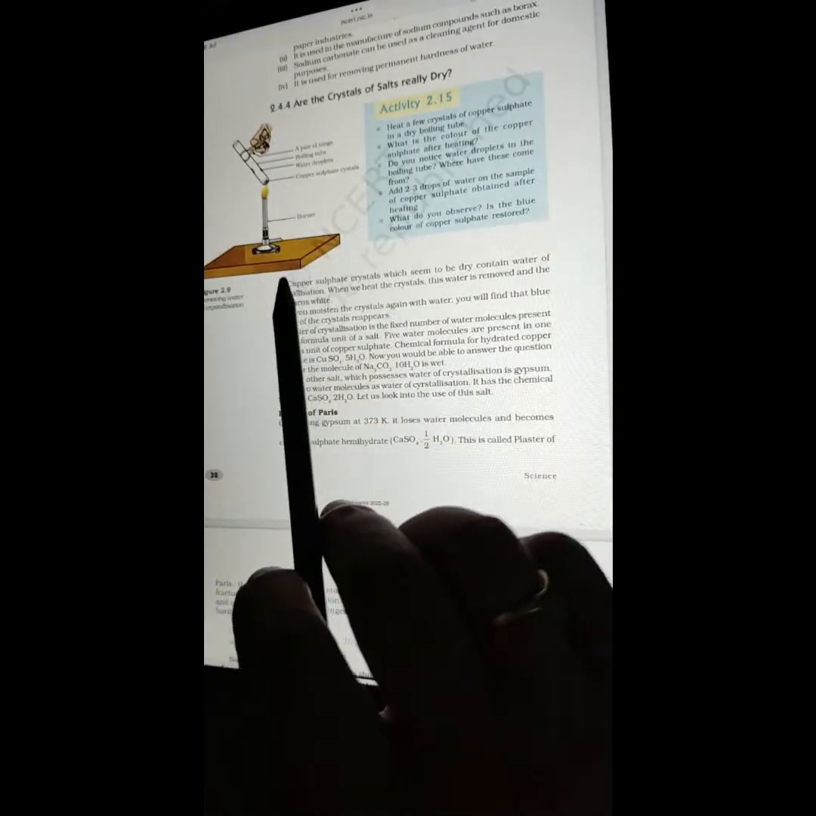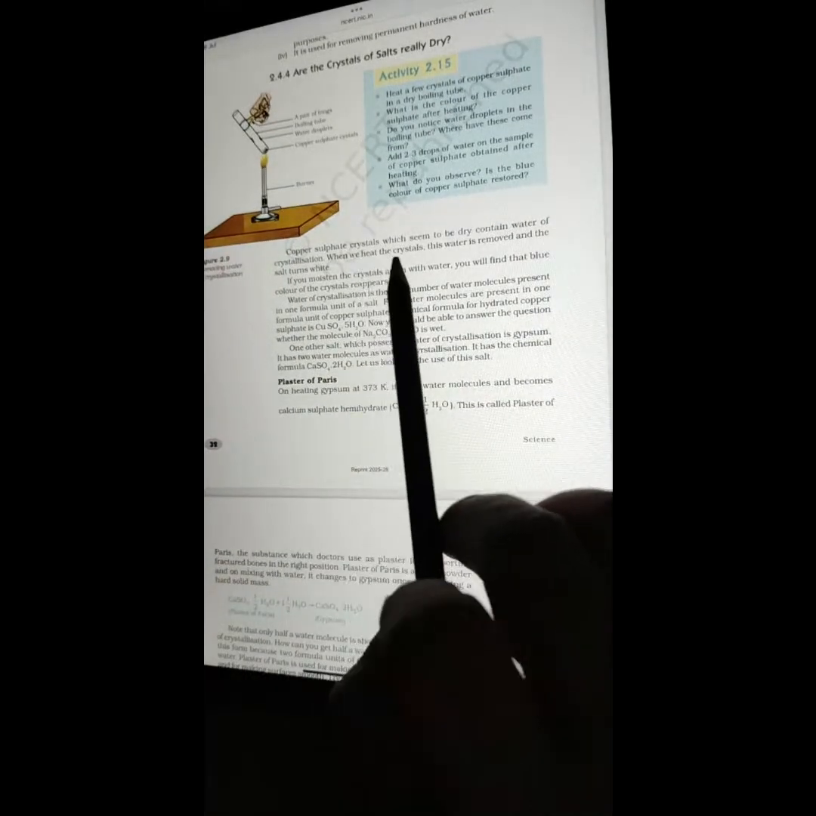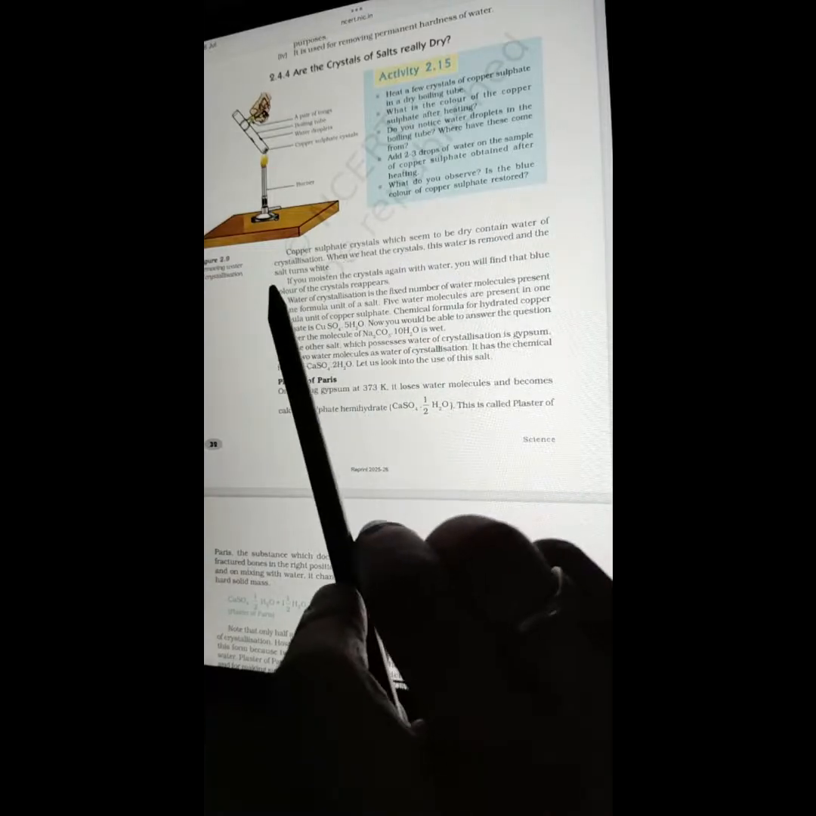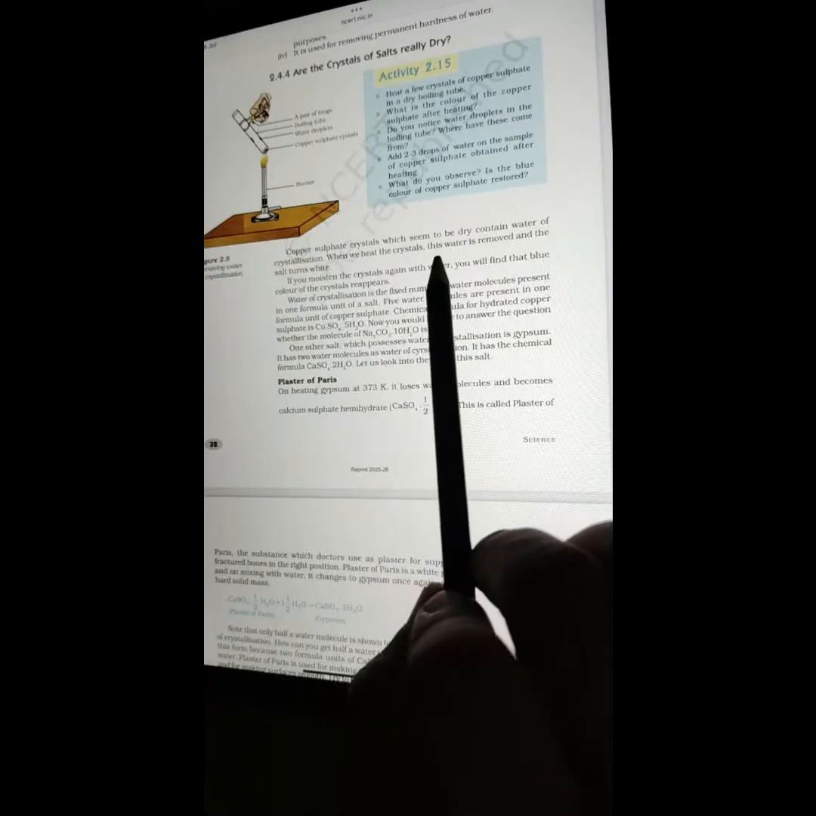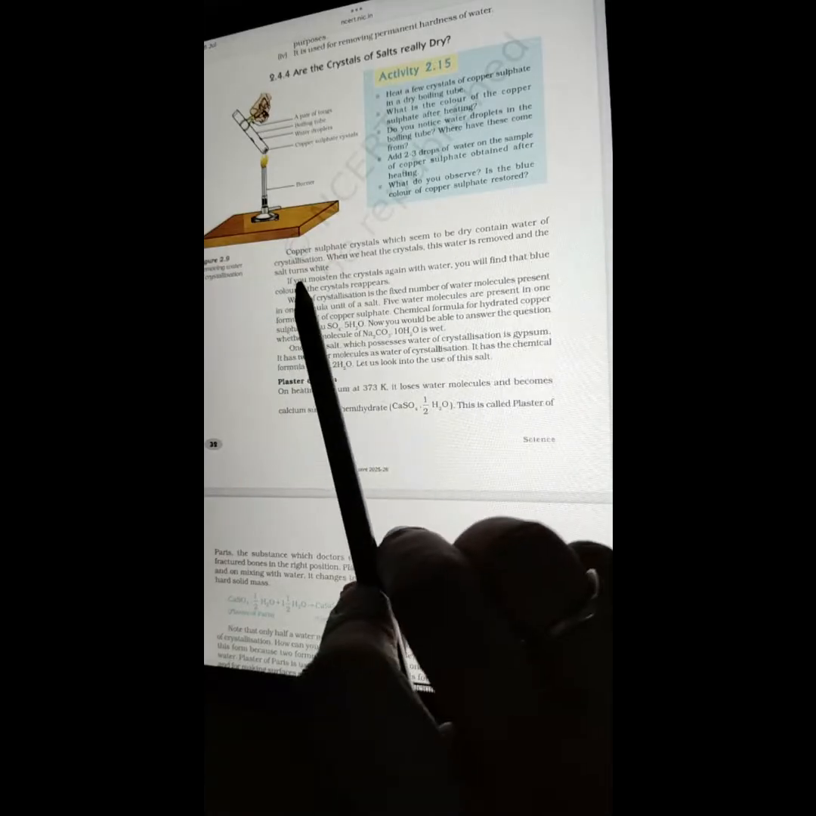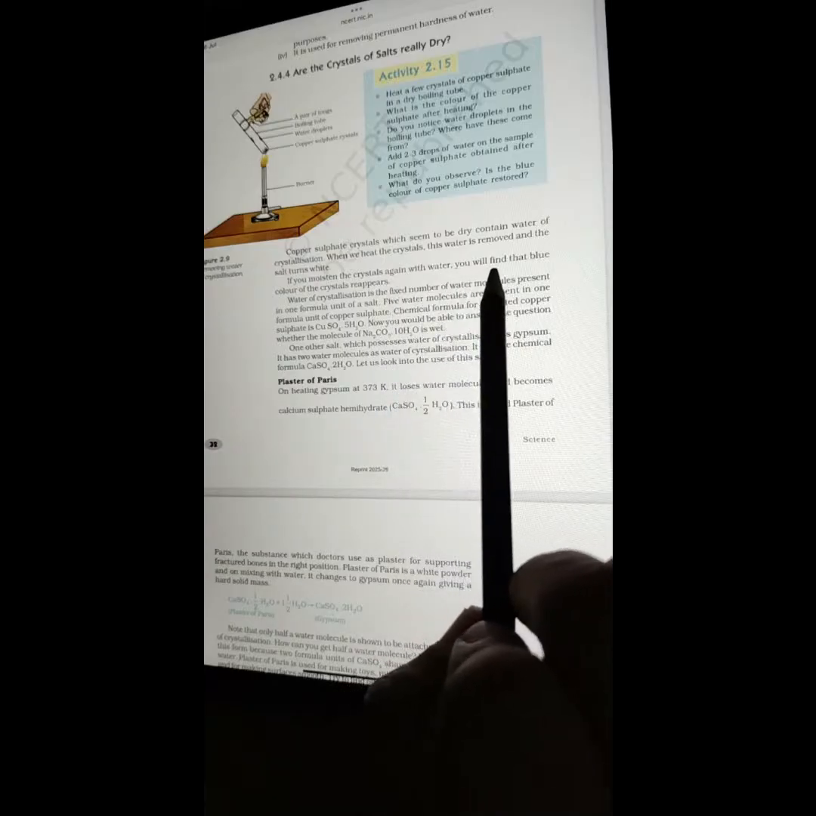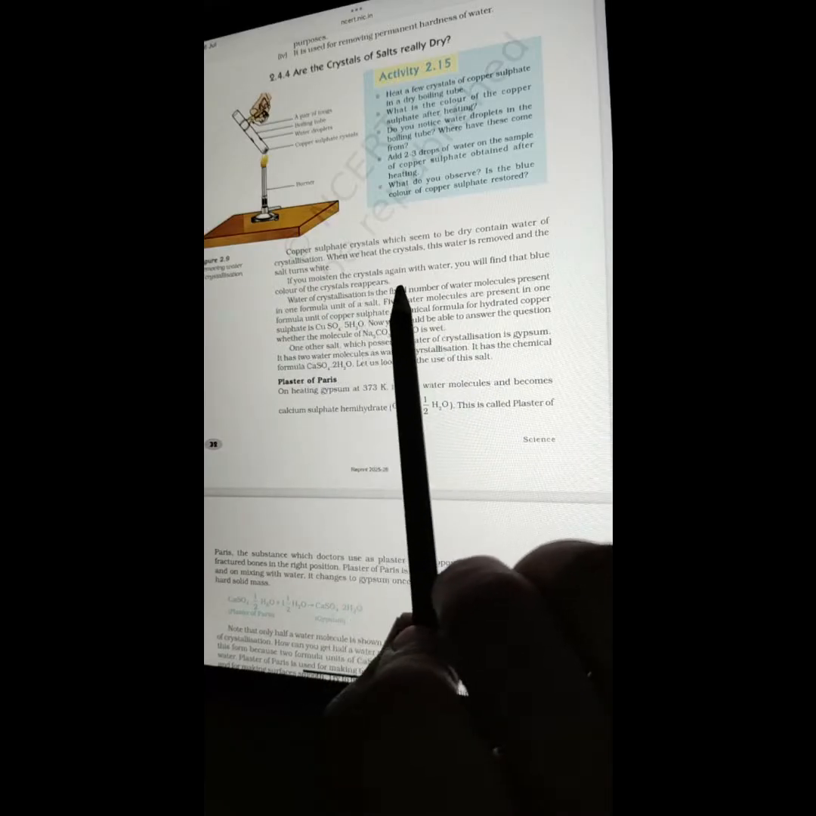Next. Copper sulfate crystals, which seem to be dry, contain water of crystallization. When we heat the crystals, this water is removed and the salt turns white. If you moisten the crystals again with water, you will find that the blue color of the crystals reappears.